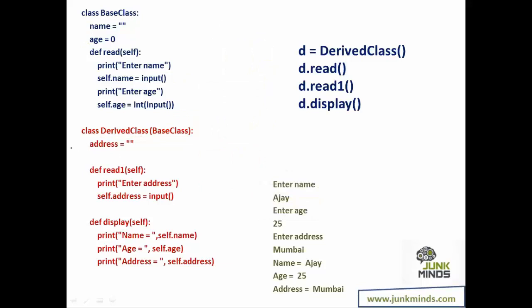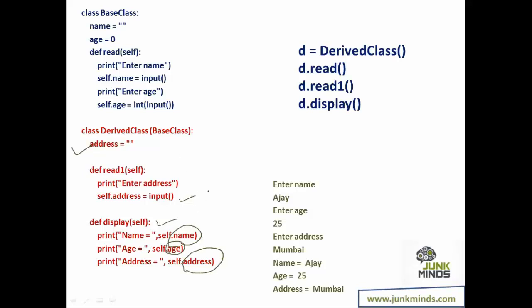अच्छा, इसके अंदर I've written just one string, which is address, which is initialized to blank, and your read one method is written, which will read only address. ठीक है? And now I have written a display method, which is displaying name, age, and address. This is what we've done. So I've written a base class, I've written a derived class.